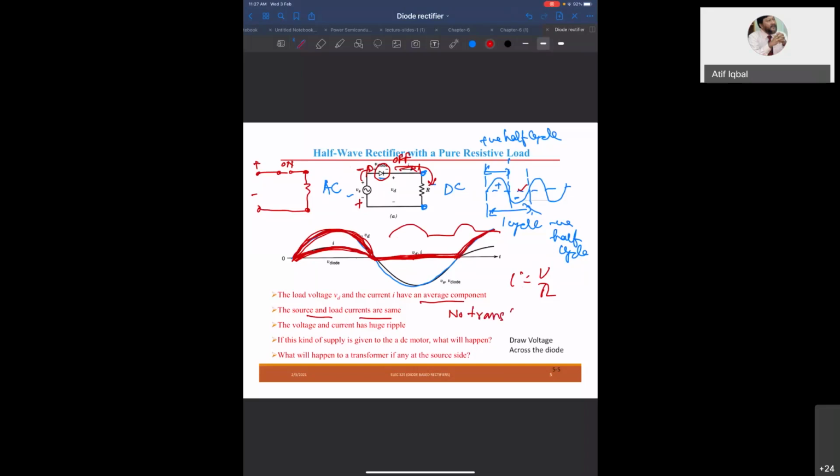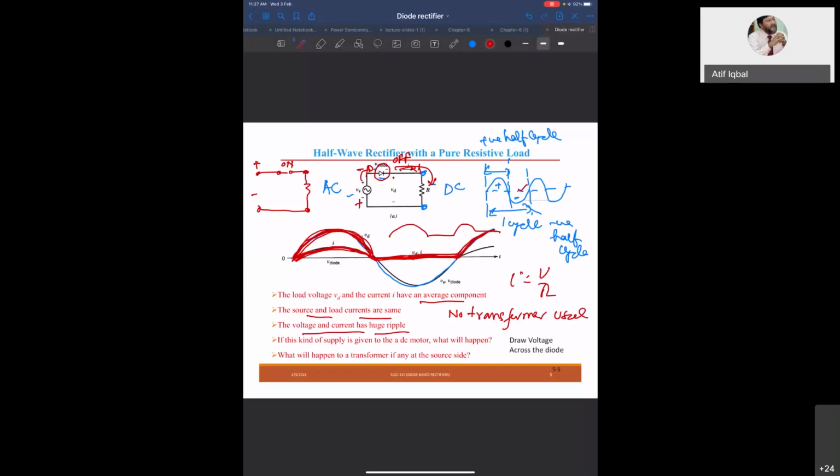Because the source current is also DC. If you have a DC, then the transformer will saturate. So we do not want to use a transformer in such places.